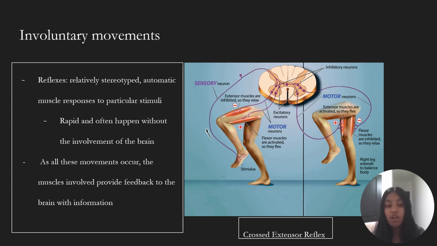The example of a reflex discussed in the Brain Facts book was the crossed extensor reflex, which allows the body to compensate on one side because of stimulus on the other side. An example of the crossed extensor reflex is when one leg steps on a nail and the other leg will have to extend to balance the body.